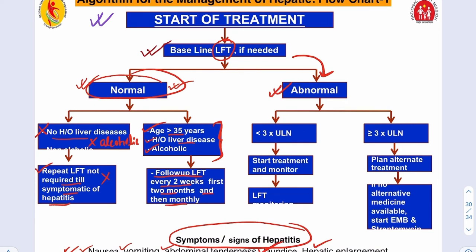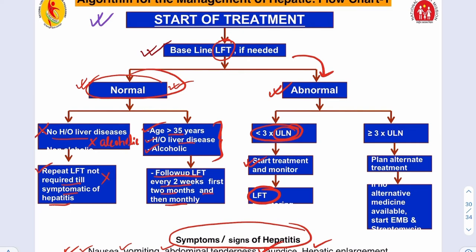If the LFT itself is abnormal at baseline, what do we need to do? If the transaminases, that is liver enzymes, are less than 3 times the upper limit of normal, ULN stands for upper limit of normal, then we need to start the treatment and monitor the patient. How do we monitor the patient? We do LFT frequently, probably every 2 weeks.